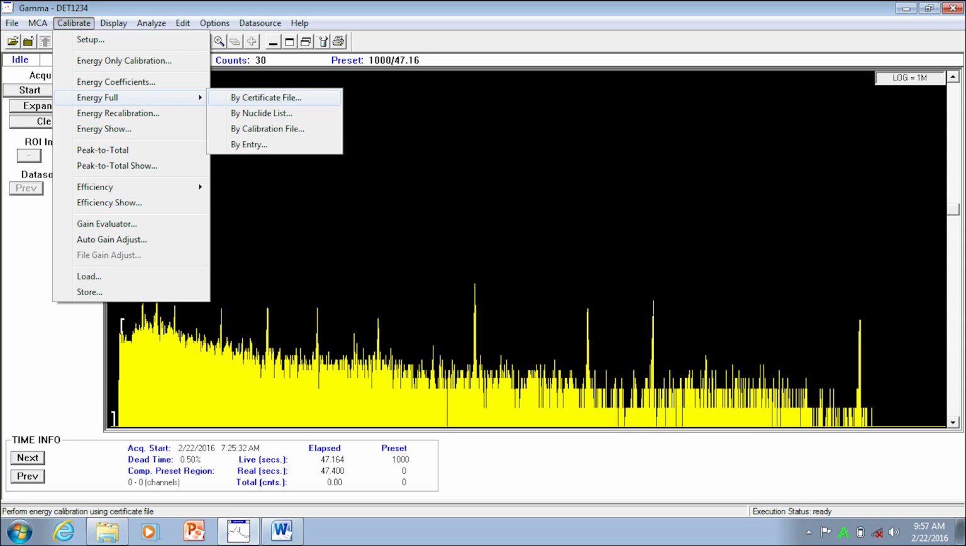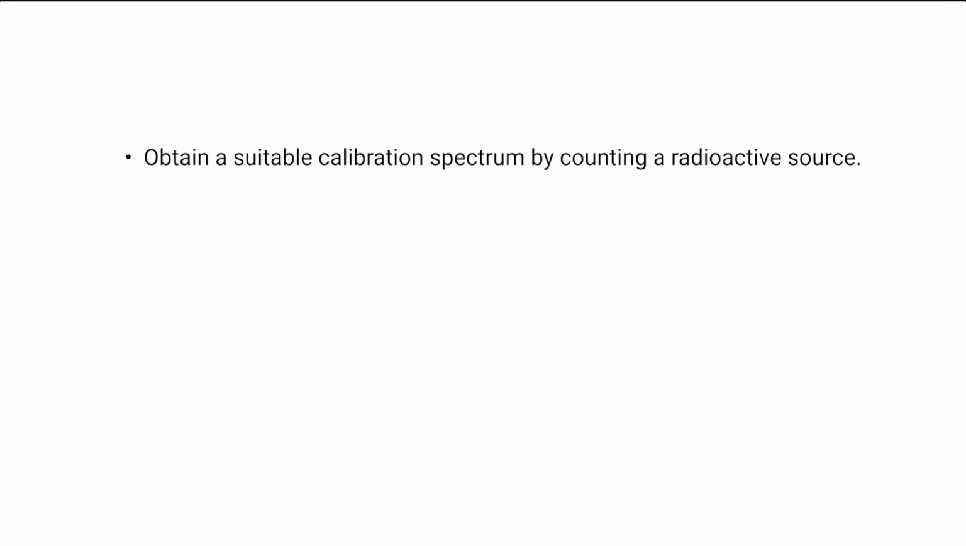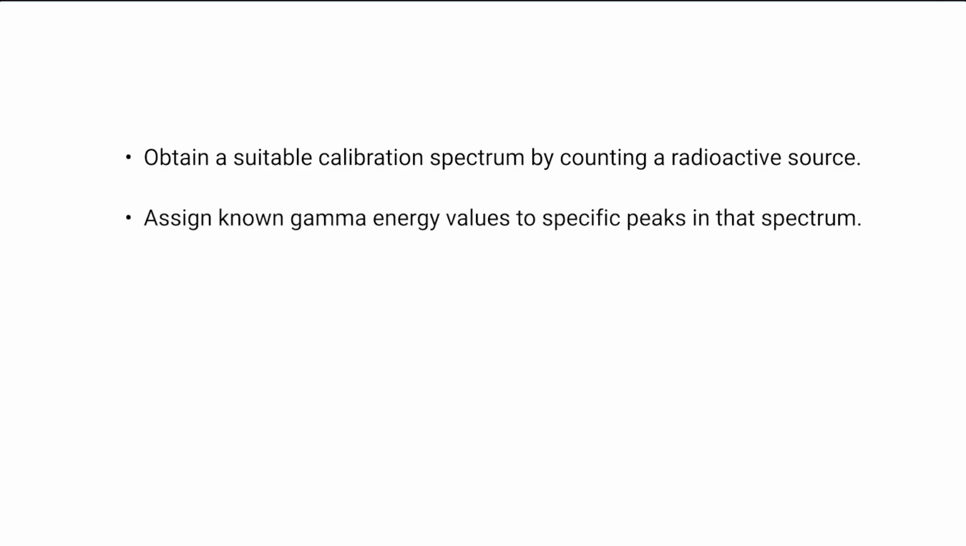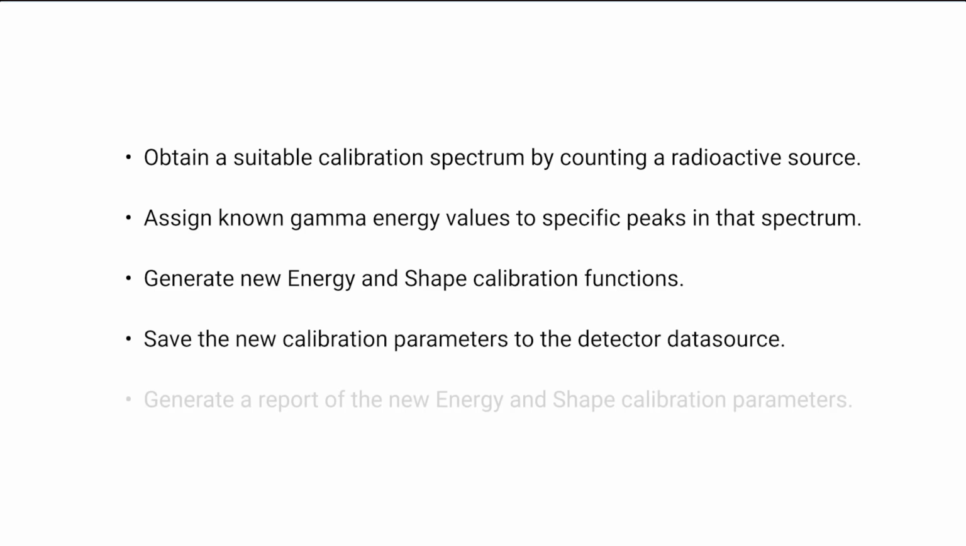The following demonstration will include steps necessary to obtain a suitable calibration spectrum by counting a radioactive source, assign known gamma energy values to specific peaks in that spectrum, generate new energy and shape calibration functions, save the new calibration parameters to the detector data source, and generate a report of the new energy and shape calibration parameters.